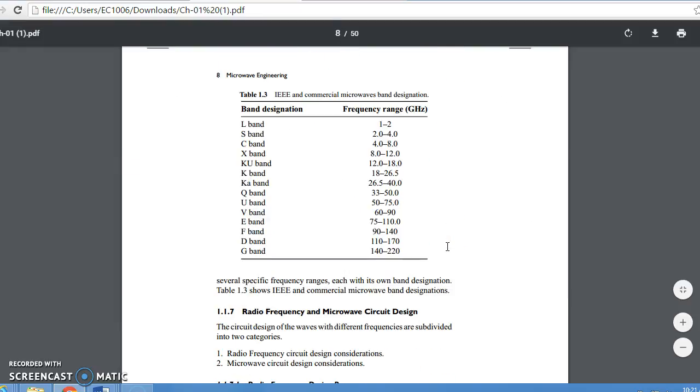These are the classification. And then different bands we have: L band, S band, C band, X band, Ku band, K band, Ka band, Q band, U band, V band, E band, F band, D band, and G band.